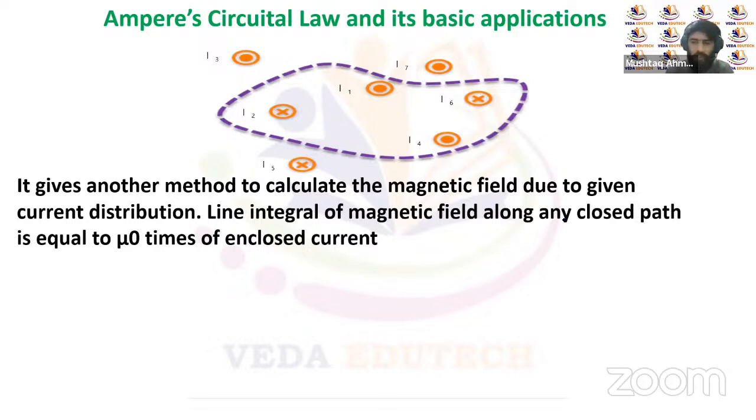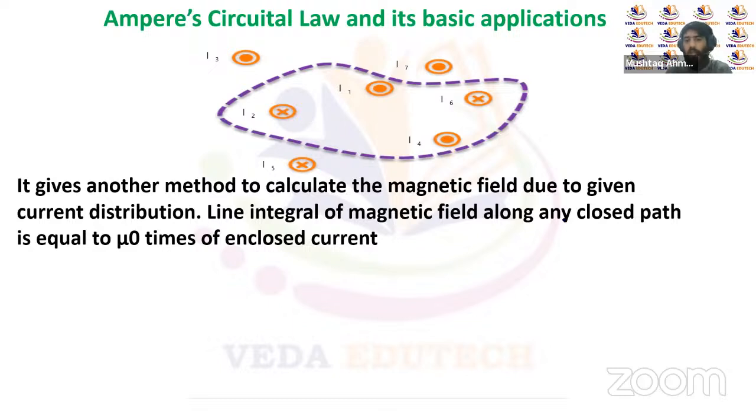So previously we discussed the Biot-Savart law, and with the help of that law we also calculated the magnetic field due to different objects. And here Ampere's Circuital law is another method, another way of calculating the magnetic field at some points. So let's see what Ampere's Circuital law actually states.